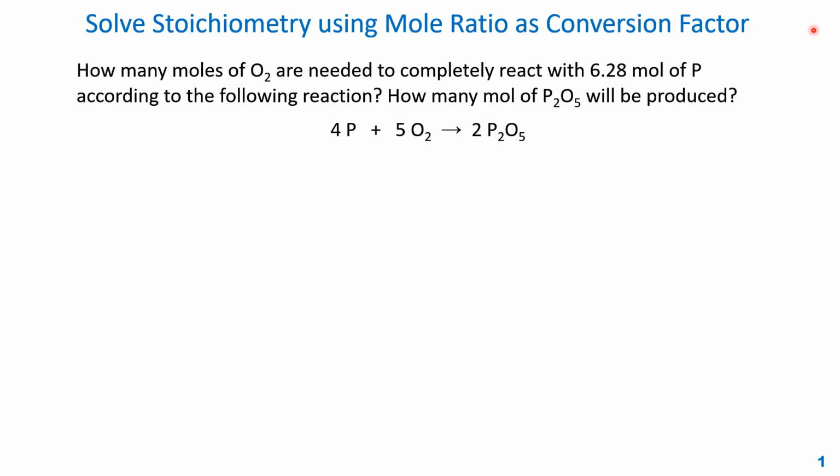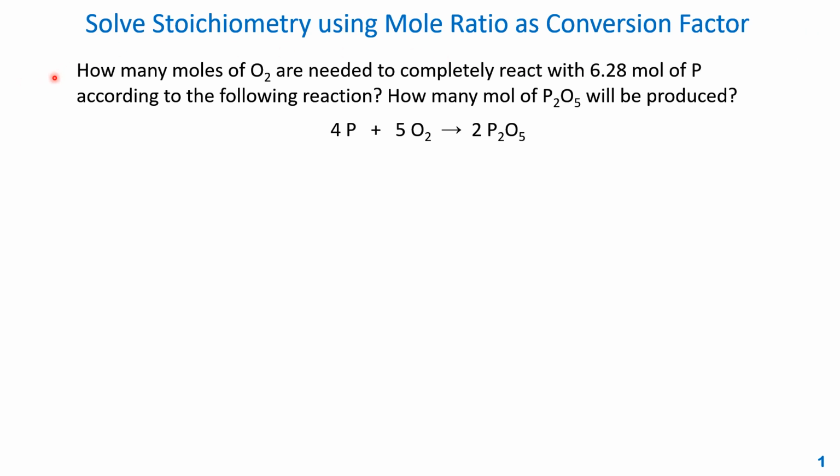The first way is using the mole ratio as a conversion factor. The second way is to use a proportion. I will give you 5 examples today. First example is shown here.